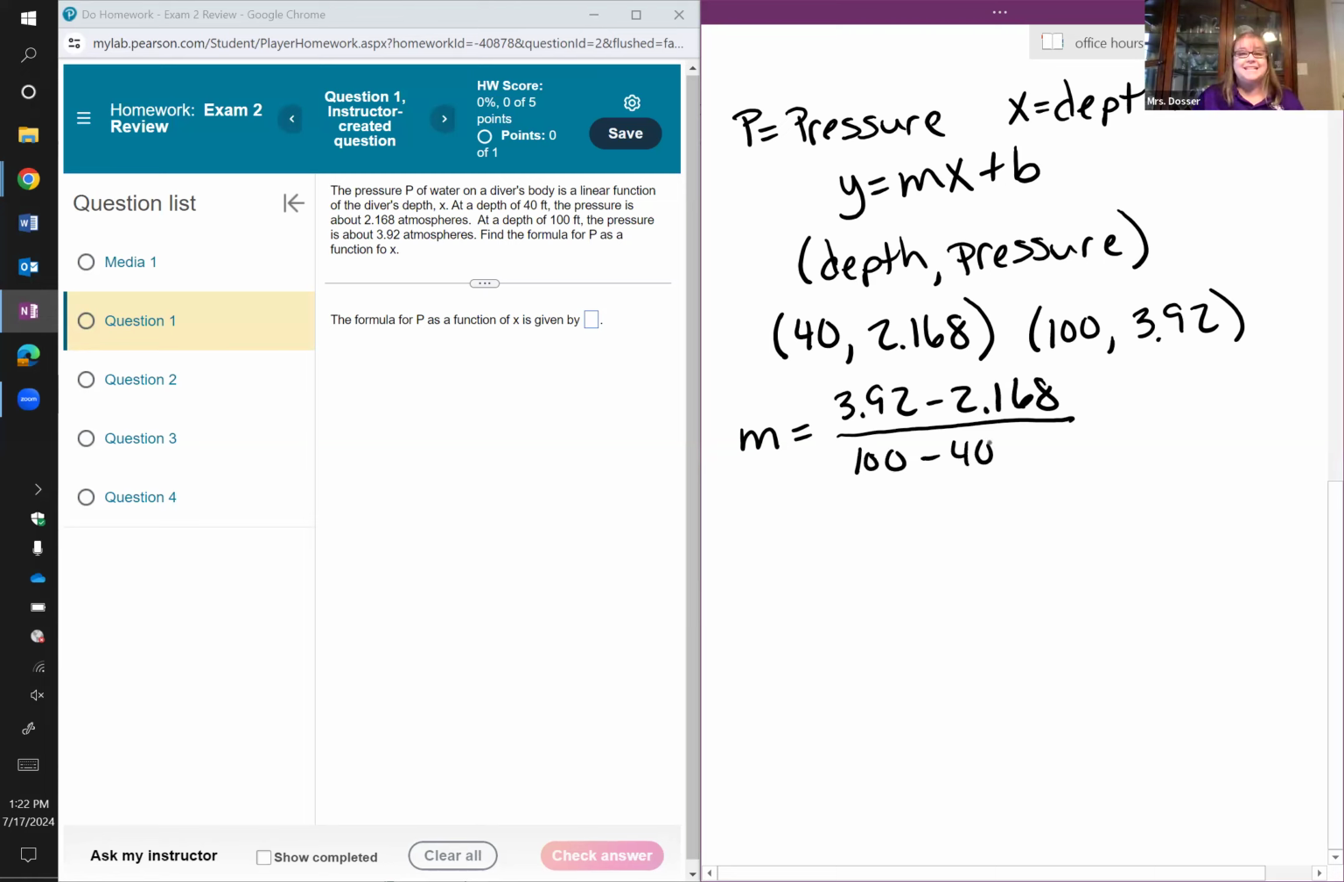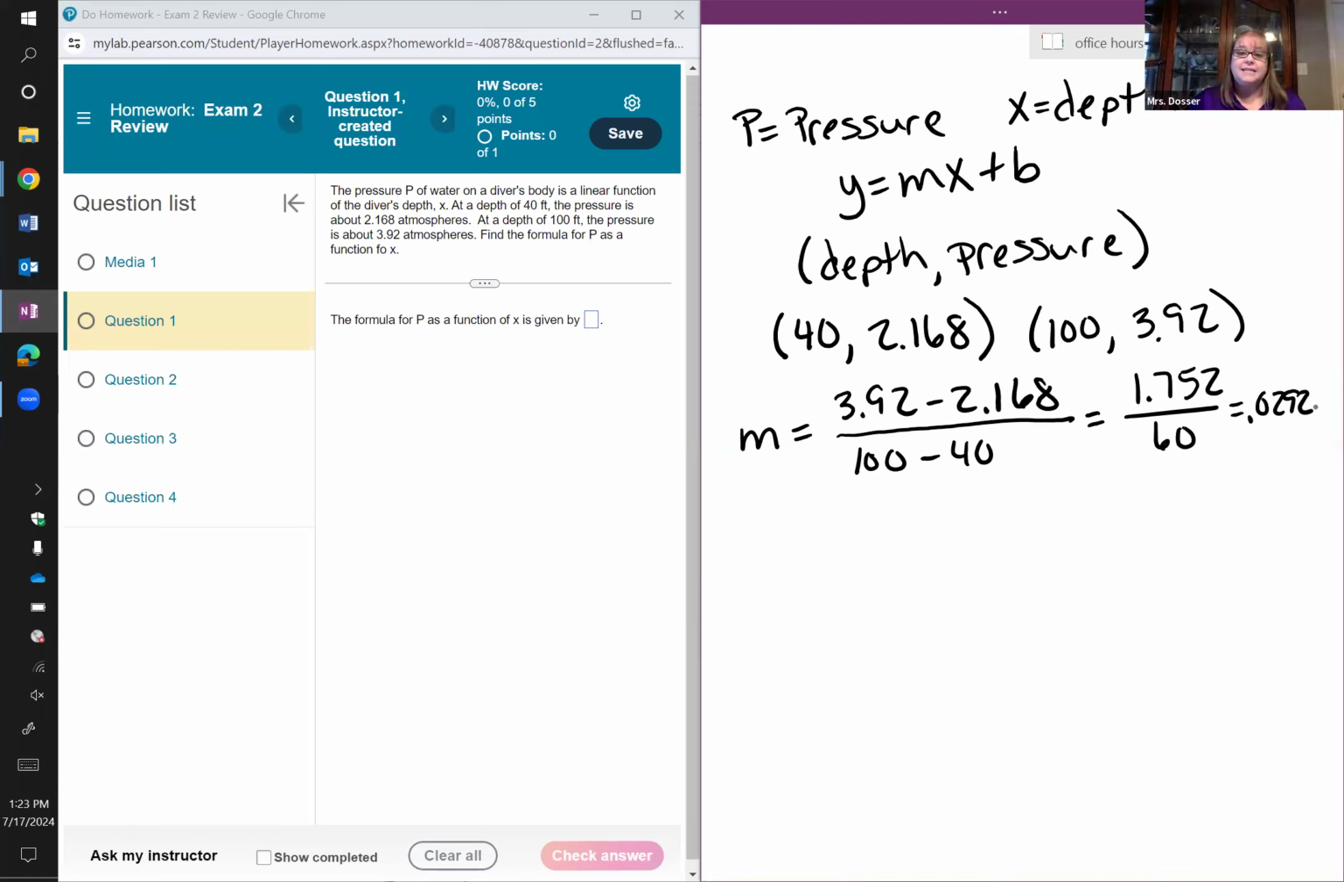Just make sure that you're subtracting the same direction both times. If you do y2 minus y1 on top, you have to do x2 minus x1 on bottom. If you had turned it around, that's fine. You would do 2.168 minus 3.92 on top and 40 minus 100 on the bottom. You get the same slope. So simplifying, subtracting on the top, we get 1.752 over 60 when we subtract on the bottom. And then dividing there gives us 0.0292. So now we know our slope.